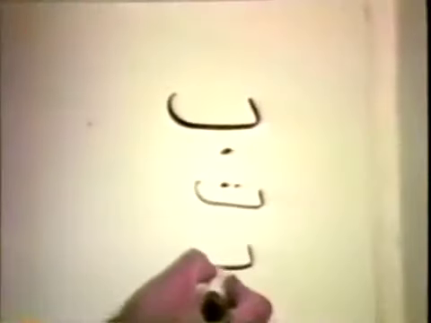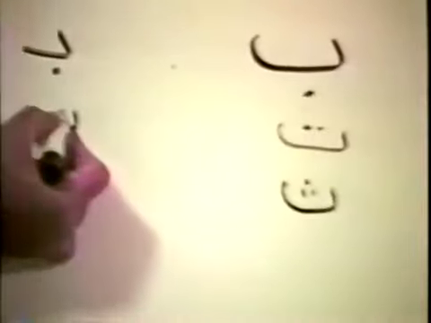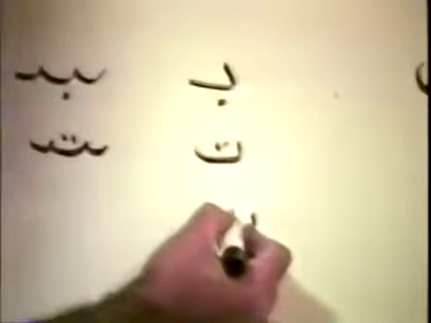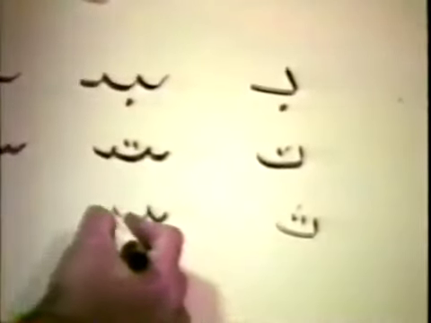The next letter is the letter Tha, TH as in through, and it's exactly the same as its sister letters, except of course it has the three dots. In the middle it will be like this. At the end it will look like this. Eventually I will show you examples of these letters in words.